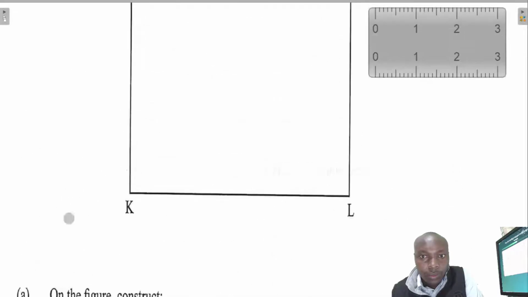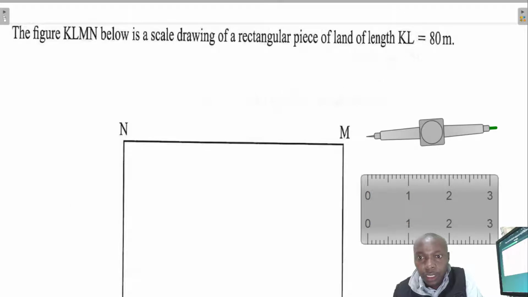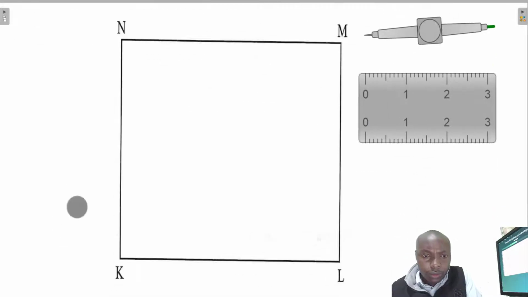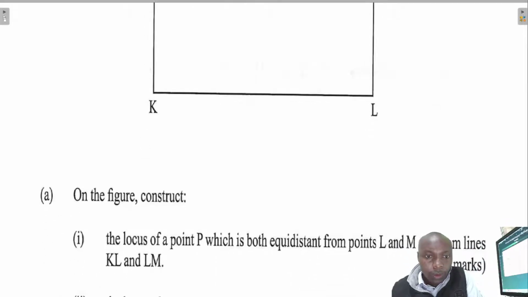Now the diagram is here. You need a pair of compass, which I have here. You also need a ruler, a sharp pencil, of course, and a rubber. Now let's go to the first part of the question, part 1, constructing the locus of a point P which is both equidistant from points L and M and from lines KL and LM.